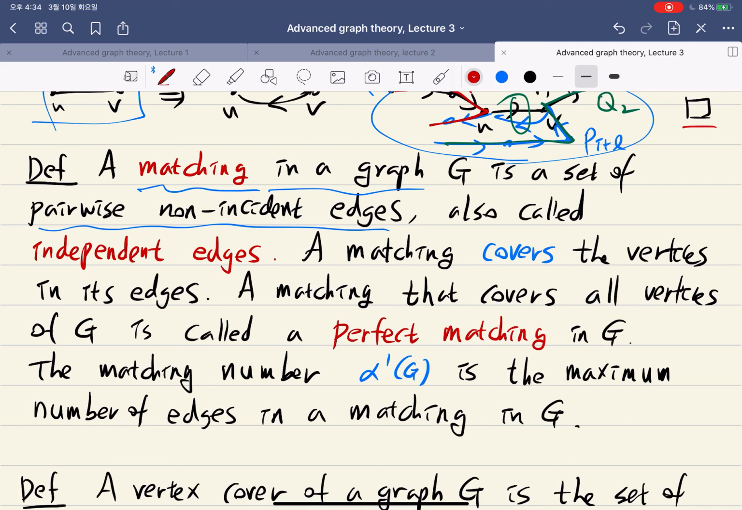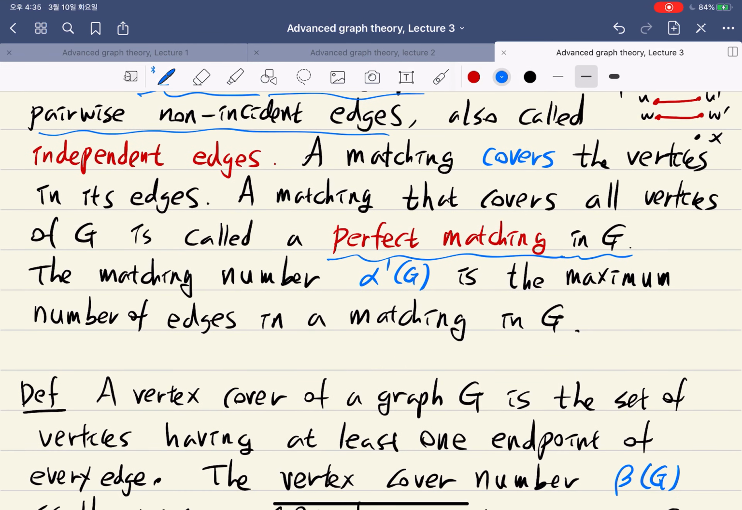And we say a matching covers the vertices in each edge. So this matching covers the vertices V, U, W, V prime, U prime, W prime, but say not X. And if a matching covers all the vertices of G, then we say that this is a perfect matching. So perfect matching of G, or in G.